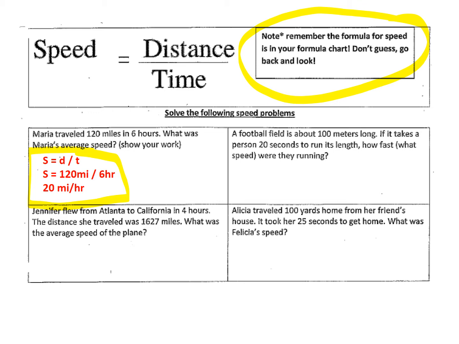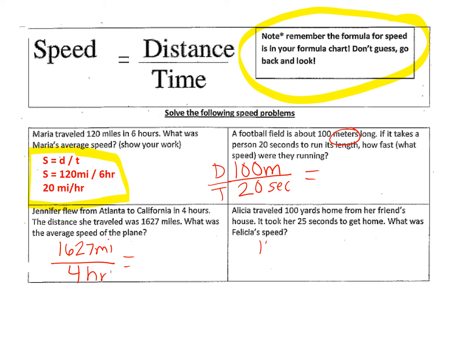So here, they're not telling me to convert anything. So I'm just going to straight up do whatever they ask me to do. So here I've got 100 meters. I'm writing down my unit so that way I don't get confused later, divided by 20 seconds, right? So there's my distance and there's my time and I'm dividing them and I'll let you figure out the answer. The next one I have 1627 miles divided by 4 hours and I'm going to let you get your answer there. Same thing here, 100 yards divided by 25 seconds. Okay, and you can get your answer from there.